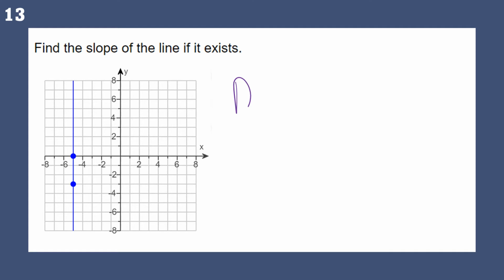This slope does not exist. Okay, I'm going to put DNE, which stands for does not exist. The reason is because this is a vertical line. So we have x equals 5.